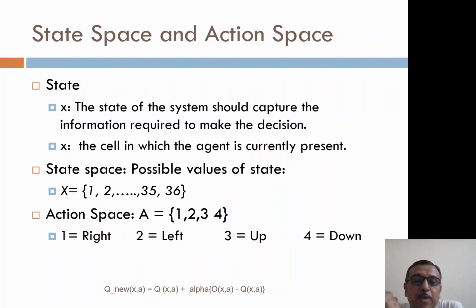State space is the possible values the state can take. In this example, the possible values the state can take are 1, 2, etc., up to 36. What is action space? 1, 2, 3 and 4. An action could be one of these.